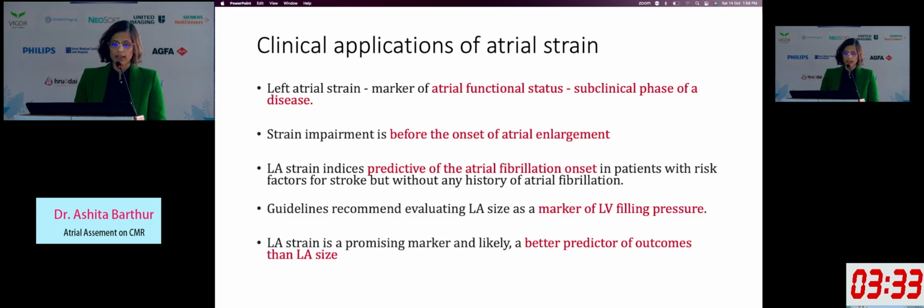What we also have to know is that left atrial strain is a marker of atrial functional status, which is a subclinical phase of a disease, and therefore strain can pick up disease even before clinical onset. Strain impairment also occurs before the onset of left atrial enlargement, and LA strain indices are predictive of atrial fibrillation onset in patients with risk factors for stroke, but without any history of atrial fibrillation. Guidelines recommend evaluating LA size as a marker of LV filling pressures, and LA strain is a promising marker and a better predictor of outcomes than LA size.